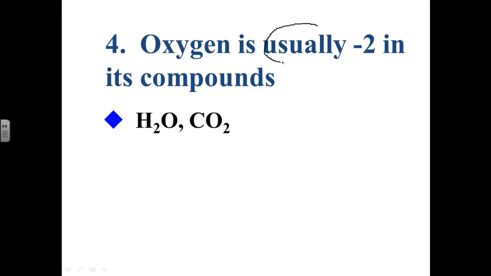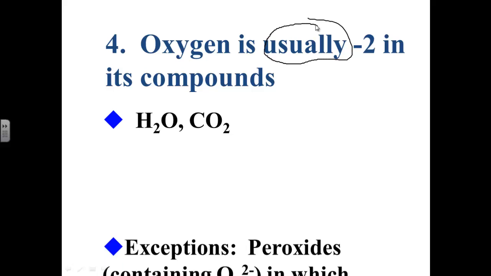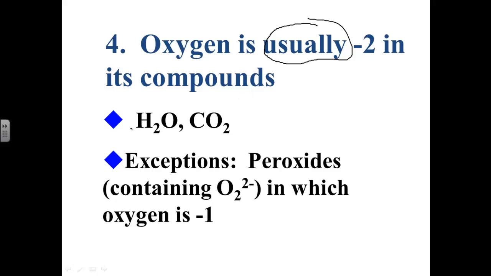Oxygen is usually, now we get to some usually rules, usually -2. The exceptions are peroxides, and a peroxide is a polyatomic ion that's O2 with a 2-. In this case, oxygen is -1. So for example, in hydrogen peroxide, you've got H2O2. Oxygen would be a -1. There's 2 of them to get us to -2. The whole thing is equal to 0. So each hydrogen would be +1.